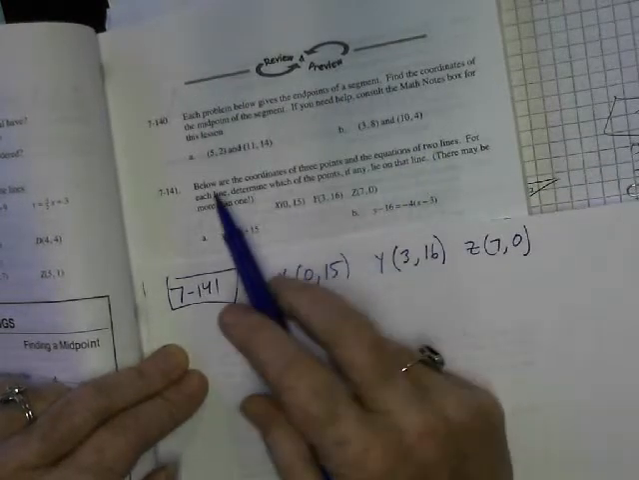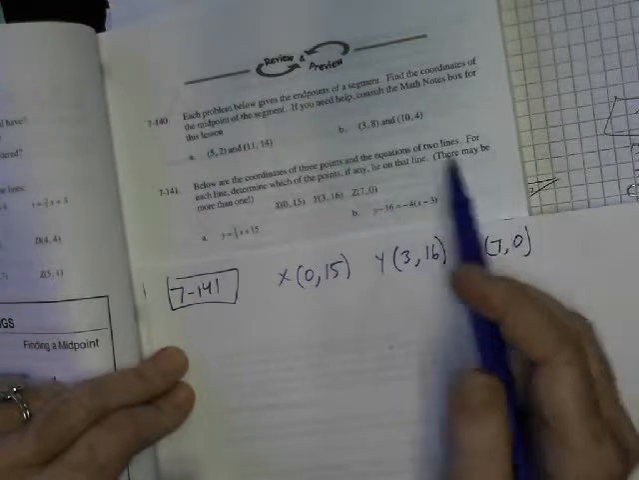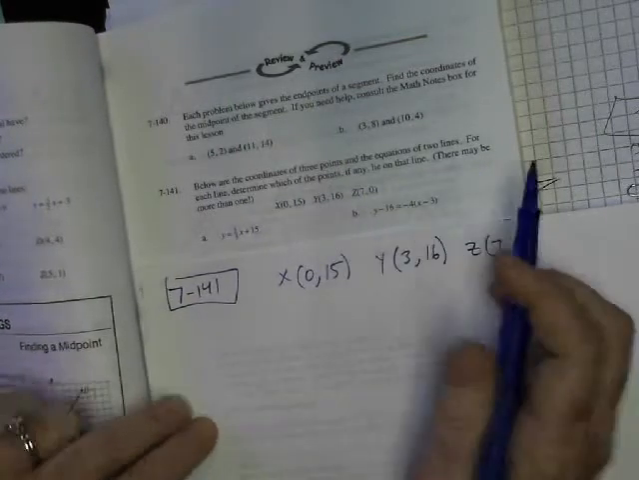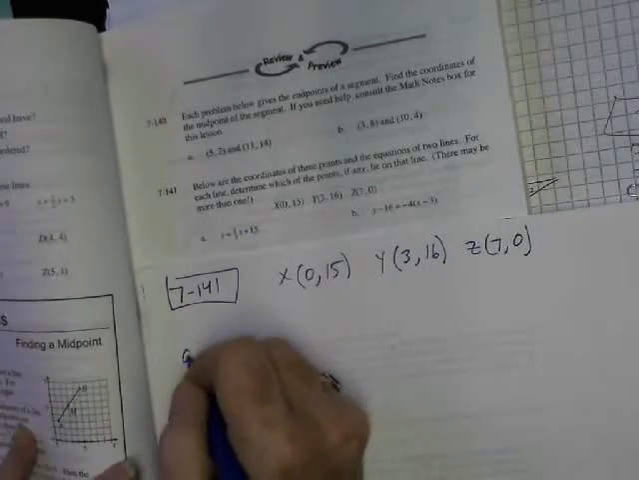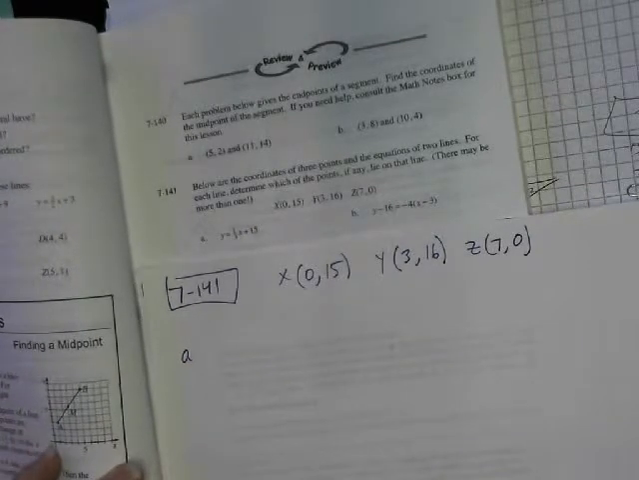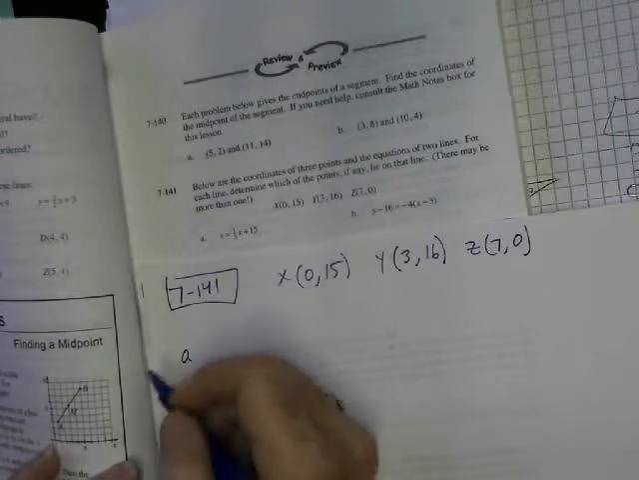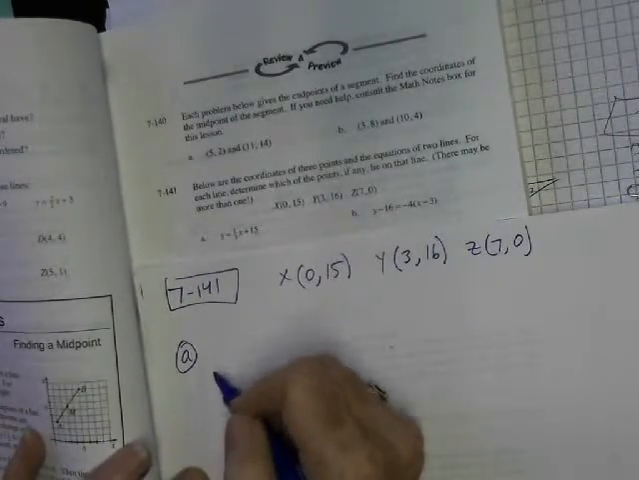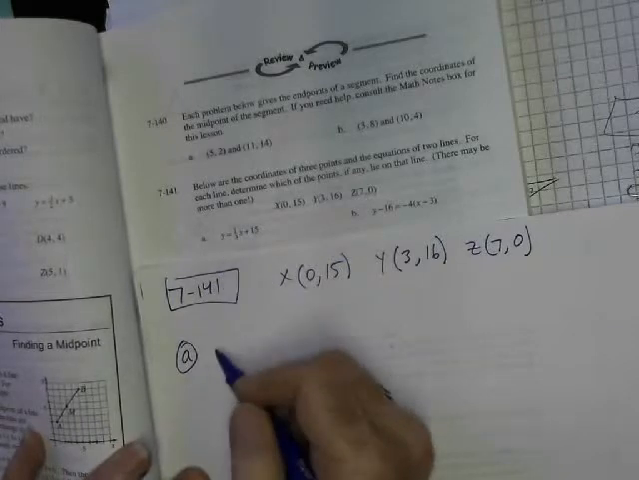We just want to know, for each line, determine which of the points, if any, lie on the line. So, like for A, we might say x, yes, y, no, z, yes, something like that. So how can we check?